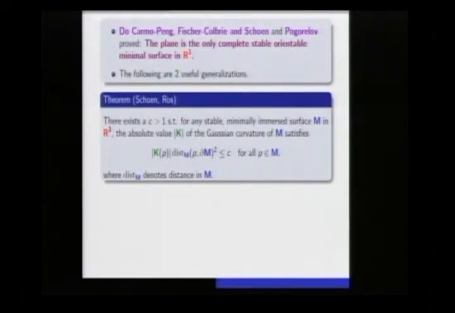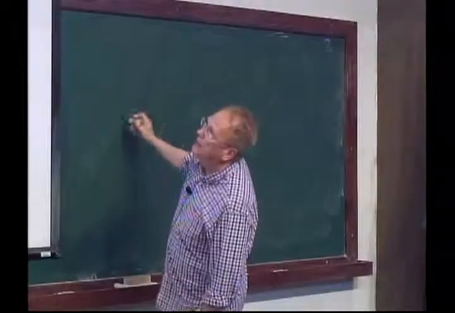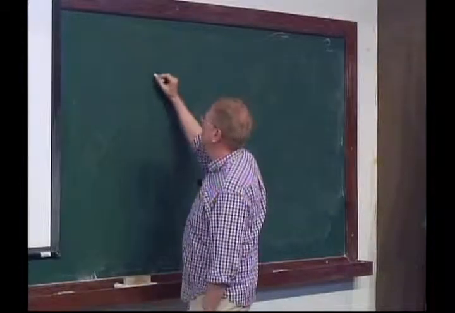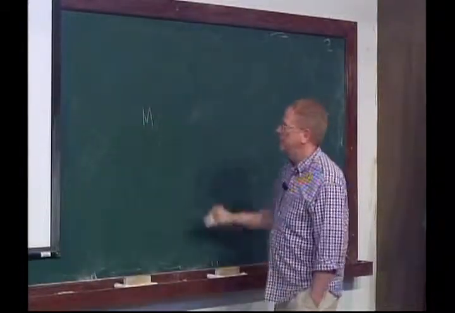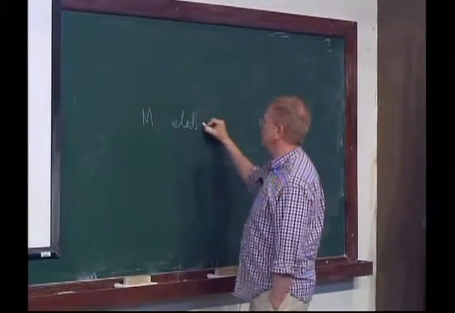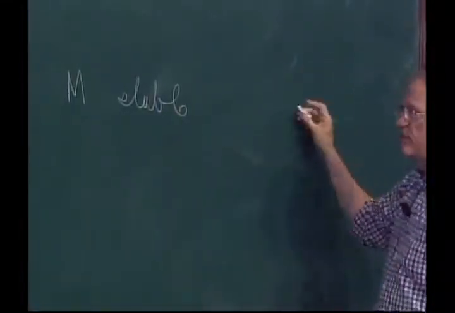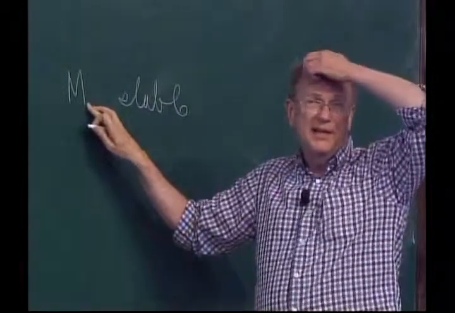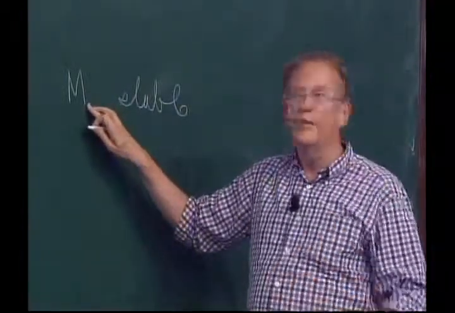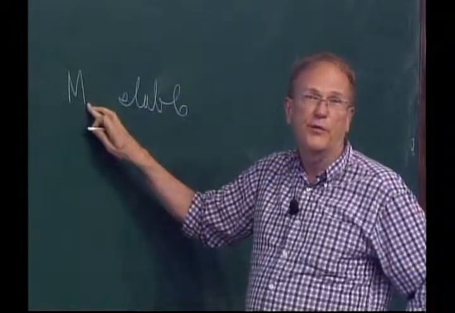Okay, so let me just give you the idea of the proof. You have your surface M, and suppose it's stable. We don't have to assume it's compact or anything. It's stable, but has a smooth boundary. It sort of locally looks like a surface with boundary.